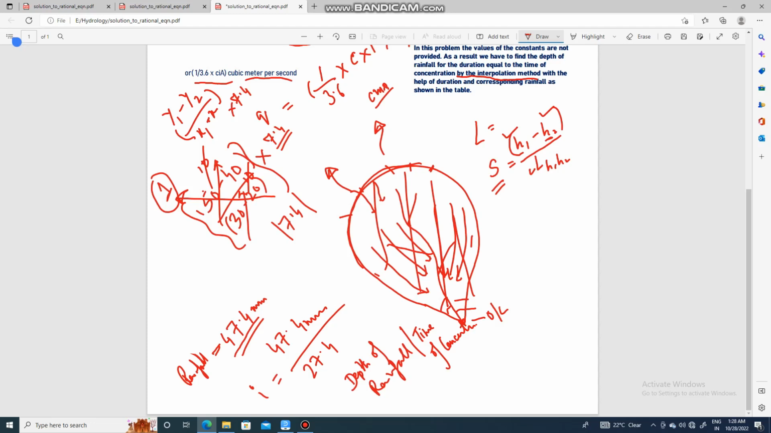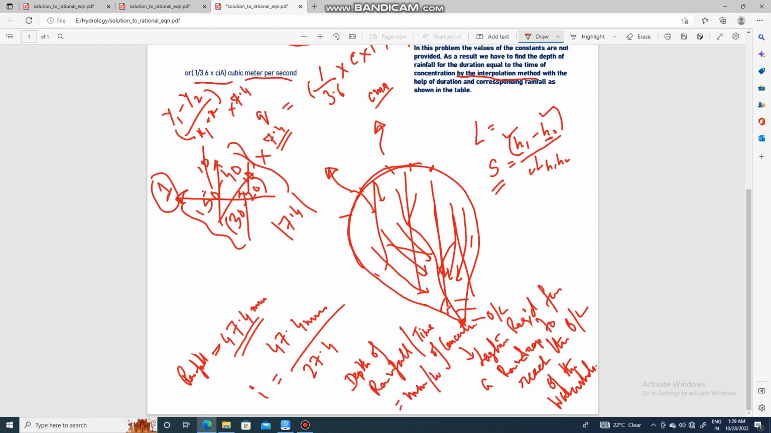Now this time of concentration is also known as the lag time required for a raindrop to reach the outlet of the sheet. So this is basically what it is, and rainfall intensity is expressed by the depth of rainfall per time of concentration, and that is why the unit becomes millimeter per hour.